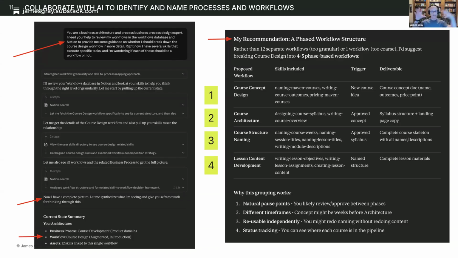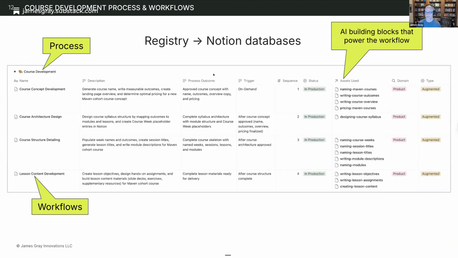So now, instead of this one thing, I've got it decomposed. It's going to be a lot easier to operationalize this workflow because it's smaller. And so let me show you in my registry how I've cataloged this. So I took this big thing, I riffed with Claude. It said, "James, break these things into 4 named workflows." And that's what you see on the left here.